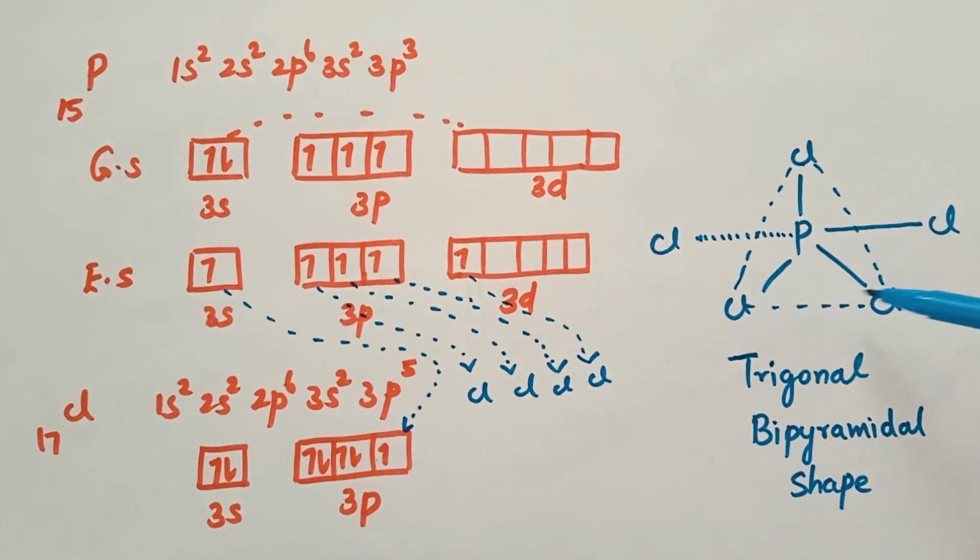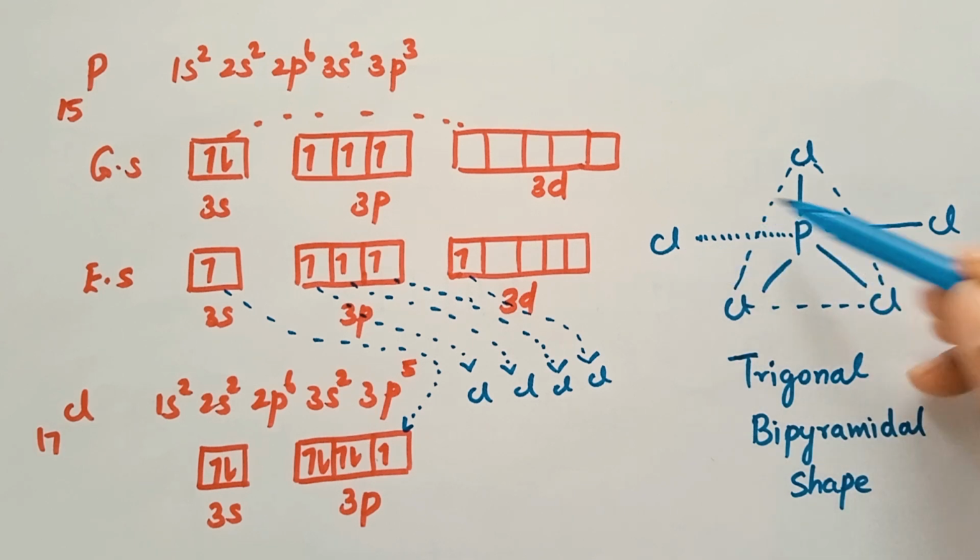Here these 3 chlorine atoms will be in a single plane, and 1 chlorine will be in the front and another chlorine will be at the back, and it forms a pyramidal shape. Since there are 2 chlorine atoms, it forms 2 pyramidal shapes, so trigonal bipyramidal shape.